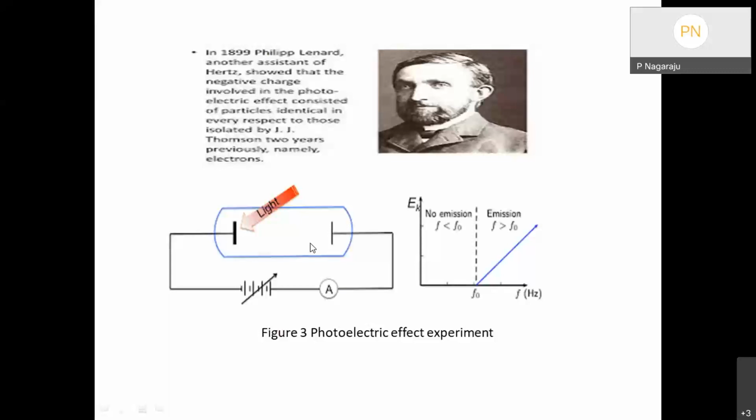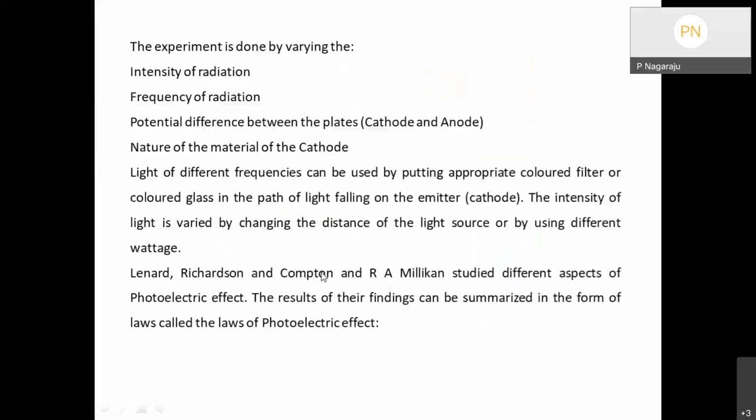Suppose we increase the potential. This arrow mark shows that it is a variable potential difference. If we keep on increasing the potential difference, then the number of electrons emitted from the cathode will be more, and the electrons emitted from the cathode will be attracted by the anode, and thus we have the current.